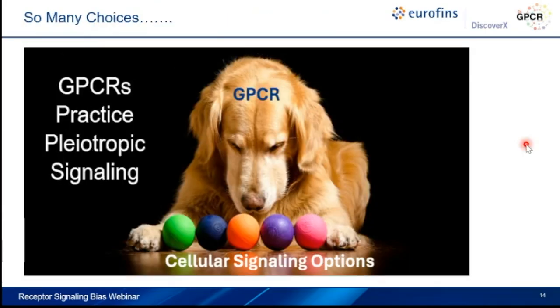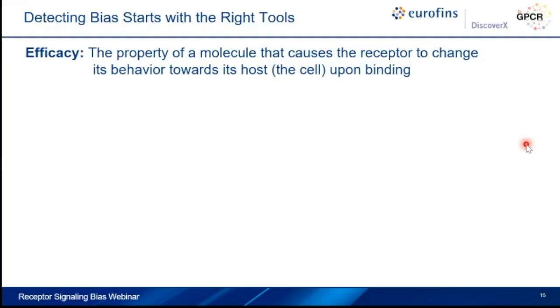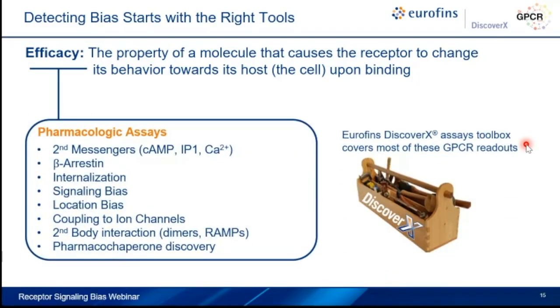GPCRs interact with a range of signaling. They have a choice, and that's what we will be talking about. When I talk about efficacy, it used to be a functional readout. Really, I mean now a much broader range of that. It's the property of your scaffold that when it binds to the receptor will change the behavior of that receptor towards its host. That'll be the cell. So it's beyond just signaling pathways.